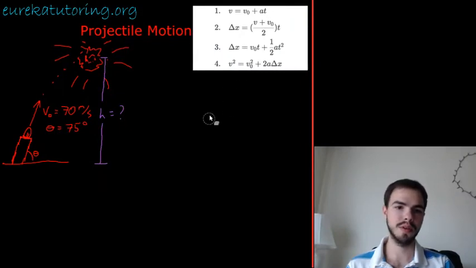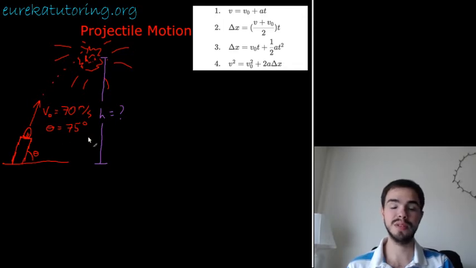Okay, so we've got a firework here that's being launched from the ground at an angle of 75 degrees at a rate of 70 meters per second. Our V naught here is 70 meters per second. And it's going to explode at its apex at the very top, and we need to figure out what the height is where it explodes.